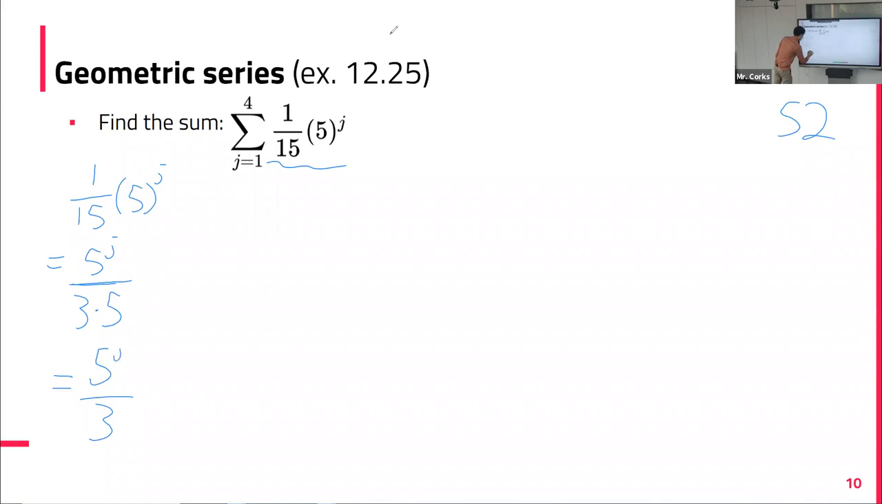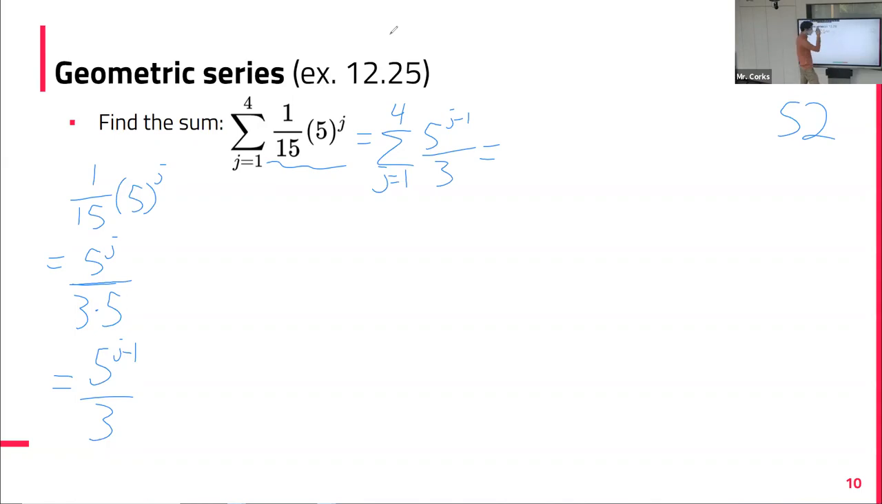5 to the exponent j minus 1, like this. So it's a little simpler, a little nicer than that. Might not be a huge difference, but something. So we could rewrite this like this: 5 to the exponent j minus 1 over 3. And just figure out what our terms are.